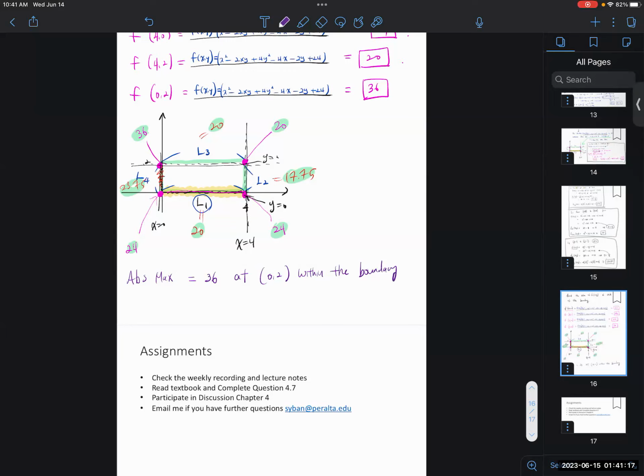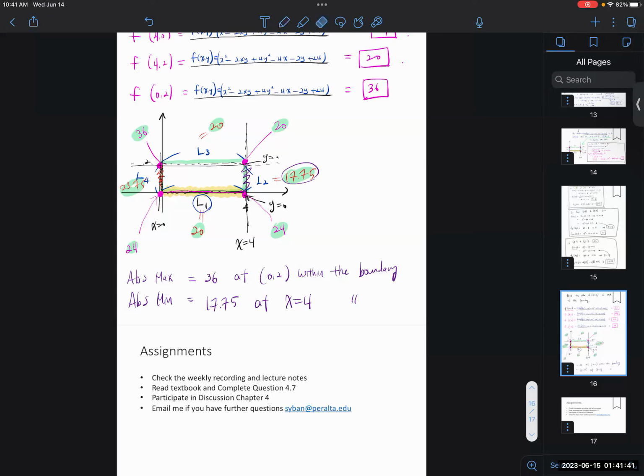We just test everything. Last one, absolute min. Which one is the smallest? 17.75. At what? This is the line x equal to 4 within the boundary. So this is how you find the absolute max and min, which is different from finding local max and local min.